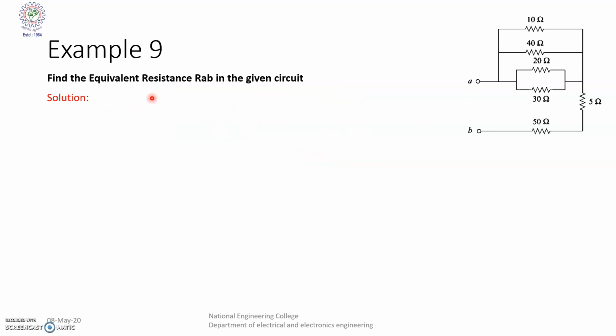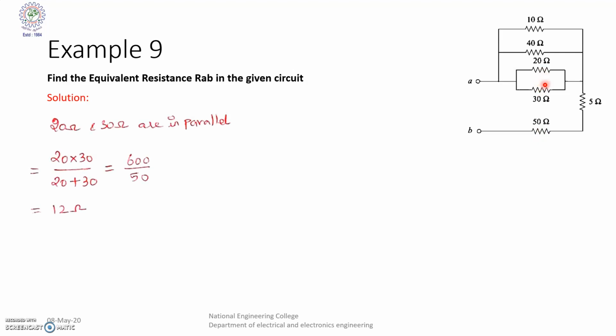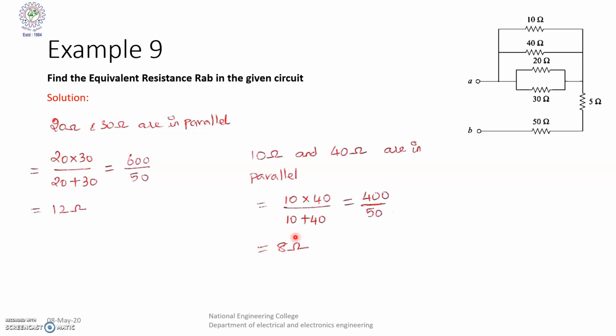So the final problem: find the equivalent resistance RAB in the given circuit. So in the circuit you can simply say 20 ohm, 30 ohm both are in parallel. Similarly 10 ohm and 40 ohm are in parallel, and then 5 ohm and 50 ohm are in series. So just apply the same. First I'm applying 20 ohm and 30 ohm in parallel. So we can replace these two resistors by a single resistor of value 12 ohm, and then 10 and 40 are in parallel, which can be replaced by 8 ohm, and then 50 and 5 are in series, which can be replaced by a single resistor of 55 ohm.